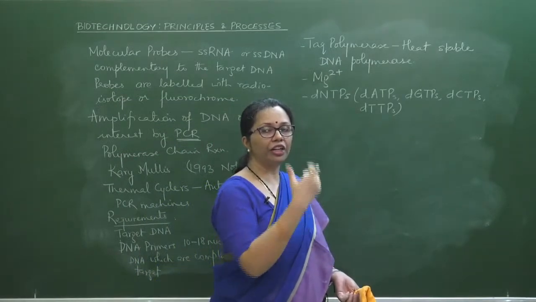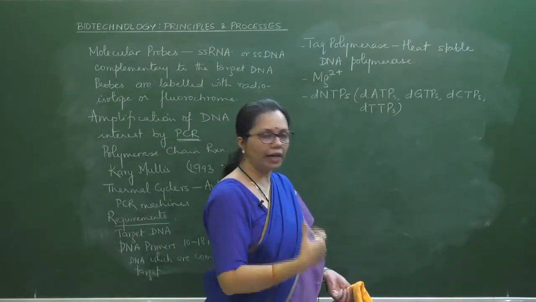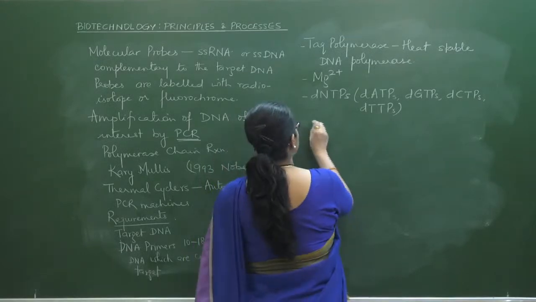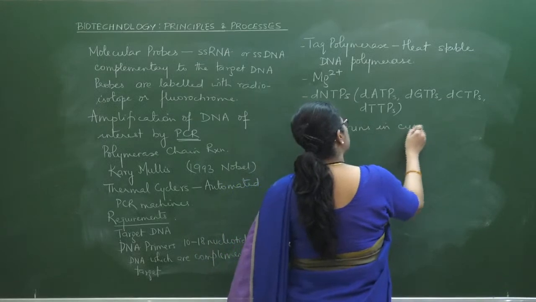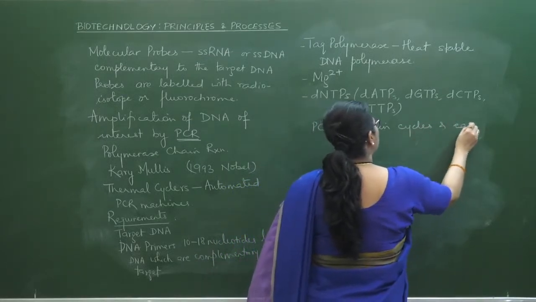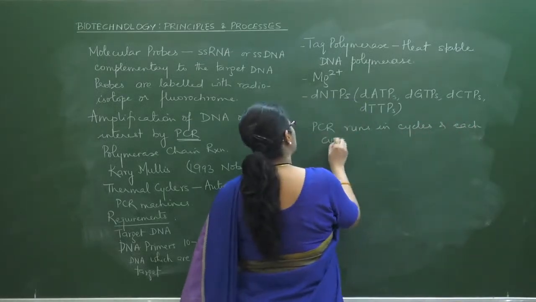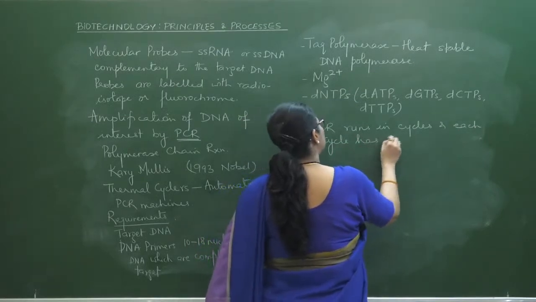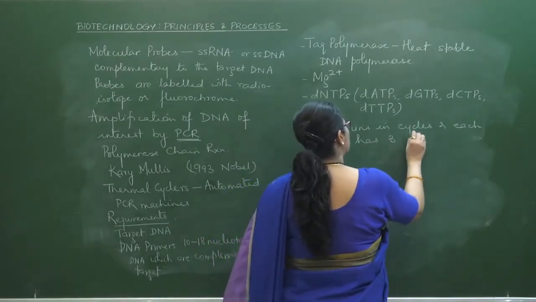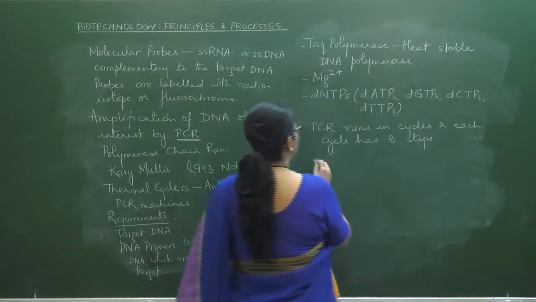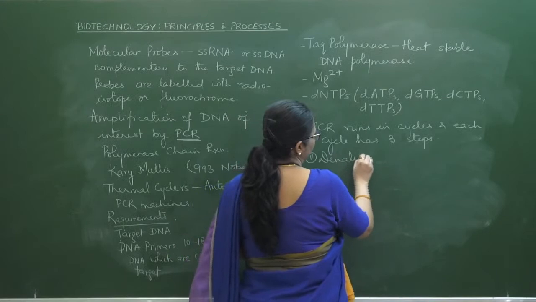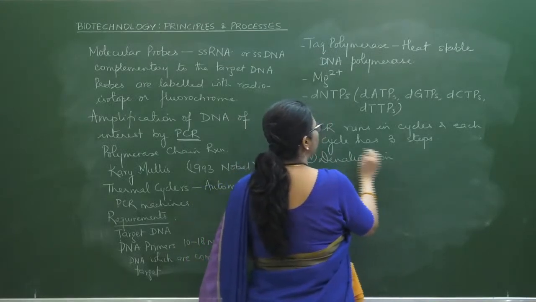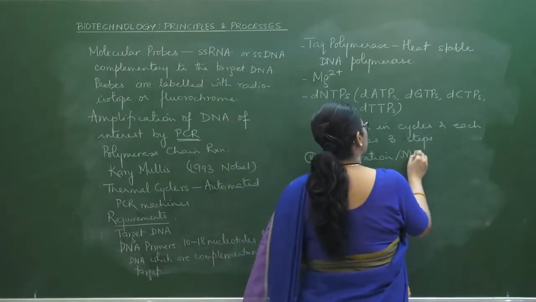Now this PCR runs in cycles and each cycle has 3 steps. So the first step is denaturation, which can also be called melting of the DNA.